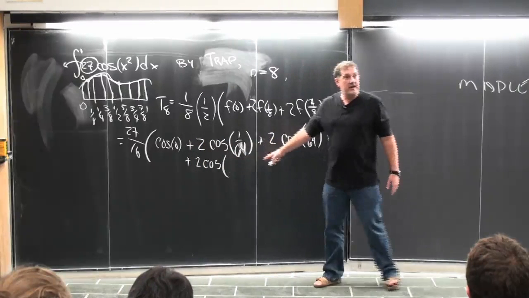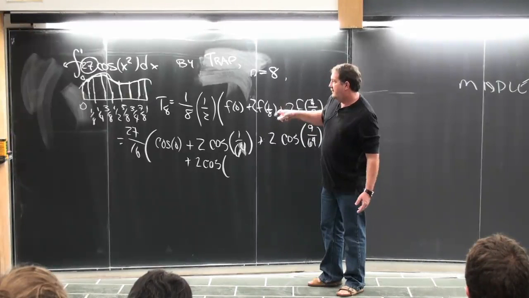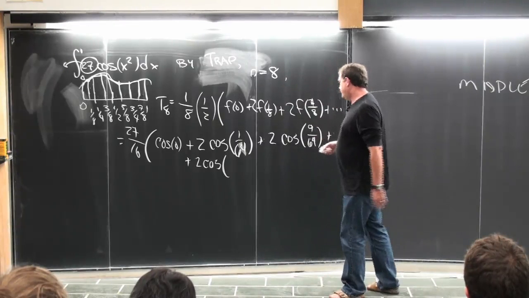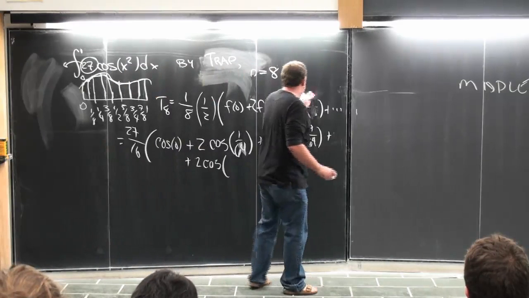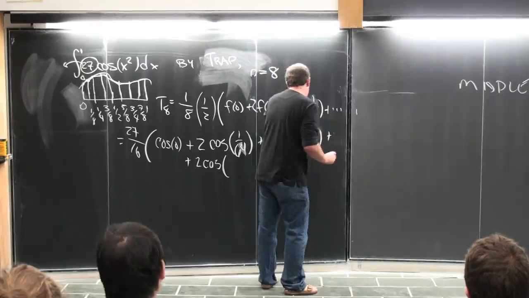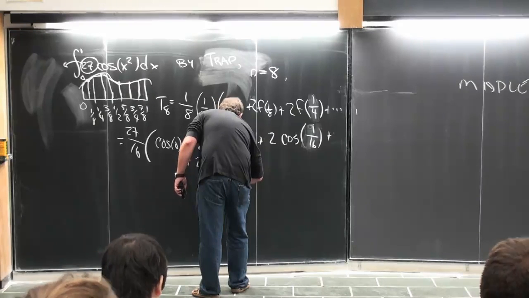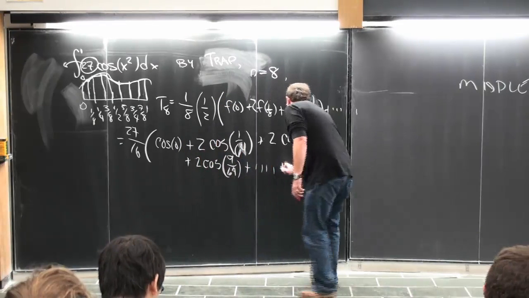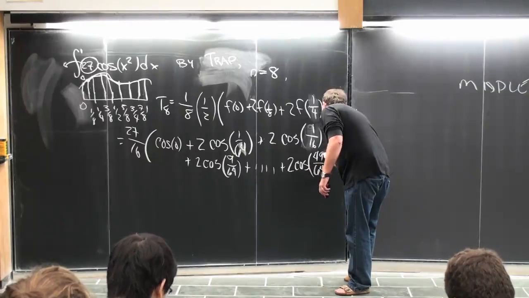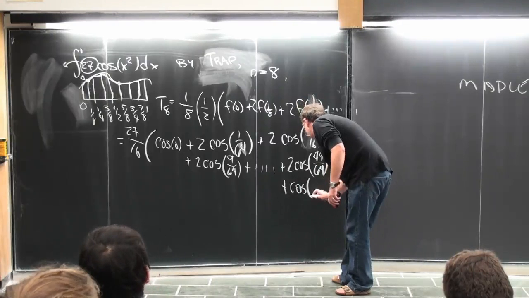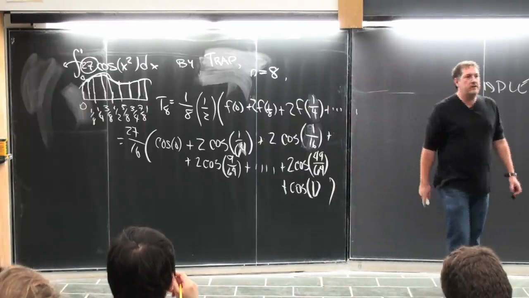Does anyone not understand what's next? Next one is the cosine of, I skipped a quarter. Sorry, this is a 16th. This is a quarter. This is a 16th. And this is 9/64ths, etc., plus 2 times the cosine of 7/8 squared, plus the cosine of 1 squared. So then you plug all this junk into your calculator and you get the answer.